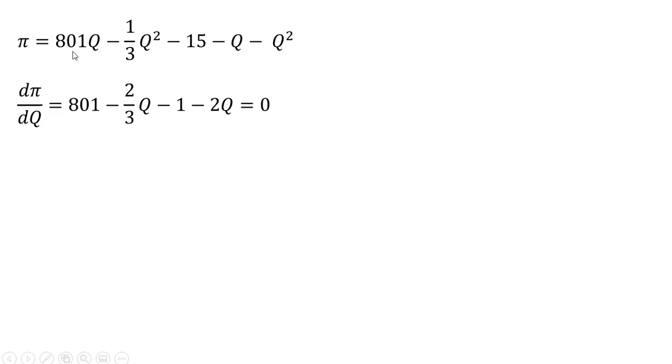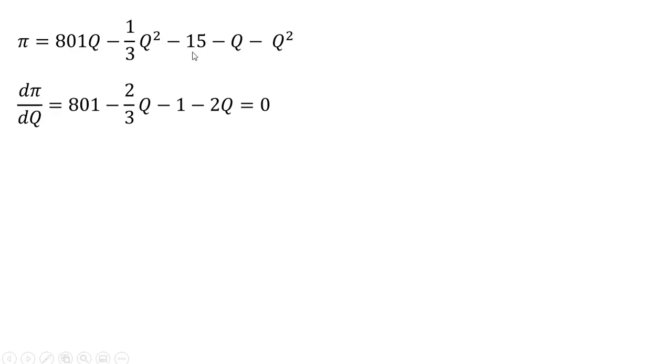So the derivative of 801Q is 801. The derivative of minus 1/3 Q squared is minus 2/3 Q. We take this 2, this exponent, and that's going to be multiplied by 1/3. So that's how 1/3 becomes 2/3. This 2 is being multiplied by what's in front of the Q. And then we need to subtract 1 from that exponent, and that's how we get that derivative result.